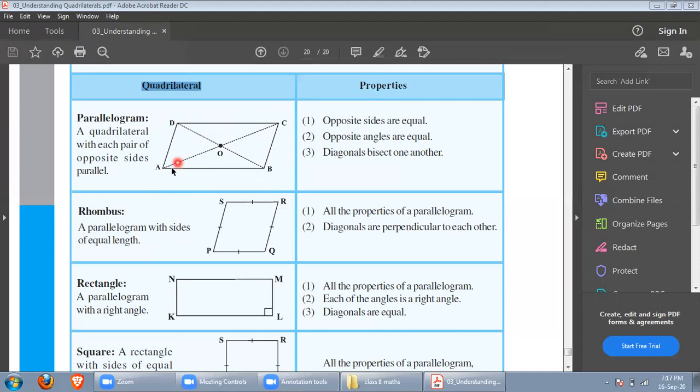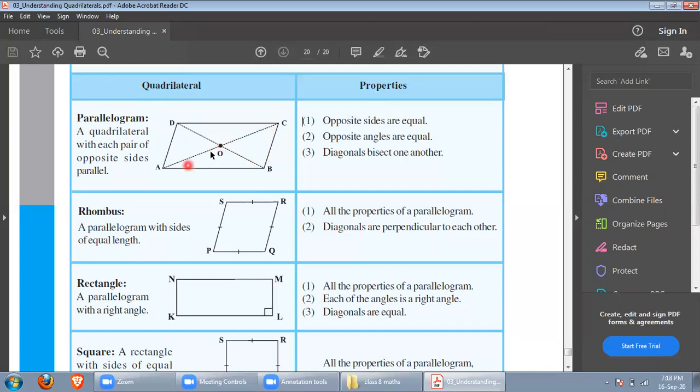The diagonals are AC, the diagonal AC, and DB. These two diagonals bisect one another. What does it mean? It means that the diagonals will bisect each other at this point O. So OD equals OB and OA equals OC.